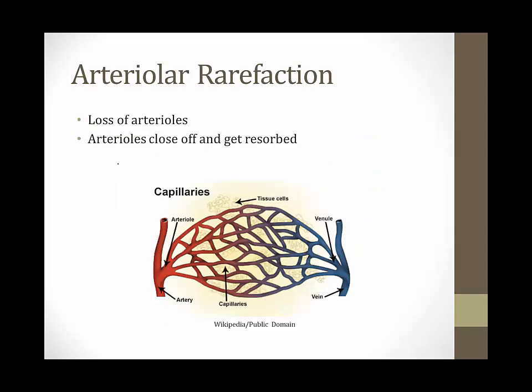Another microscopic process that can be seen in chronic hypertension is called arteriolar rarefaction. This is a loss of arterioles. Recall that the arterioles are the arterial vessels that supply the capillaries, as shown in this picture here on the screen. In patients with chronic hypertension, arterioles close off and get resorbed over time. This leads to a lower density of arterioles in patients with chronic hypertension compared to normal patients.